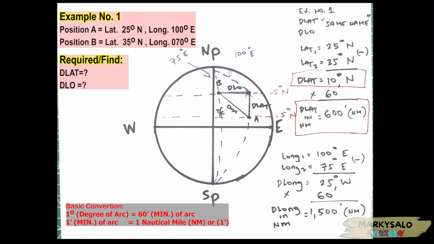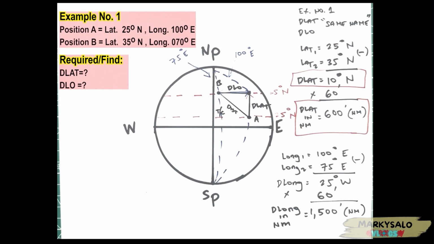The answer will be 600 nautical miles. Remember this DLAT in vertical line? If we plot this exactly in the nautical chart, the length of this vertical line, or the DLAT line, would be 600 nautical miles. For solving DLO, or difference of longitude, we need to draw horizontal lines between two meridians.